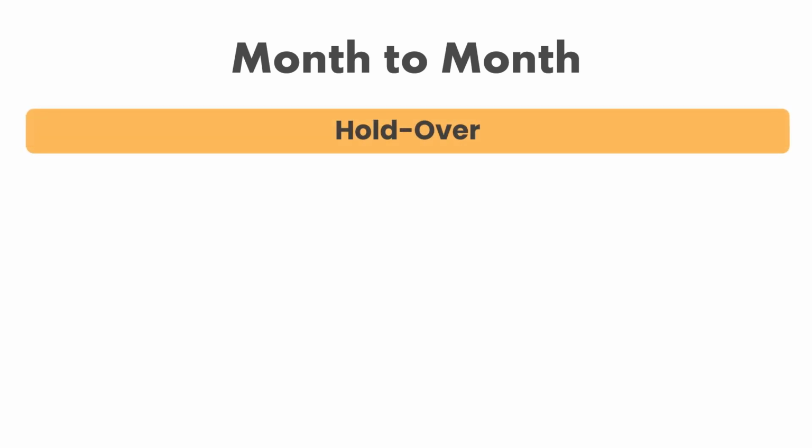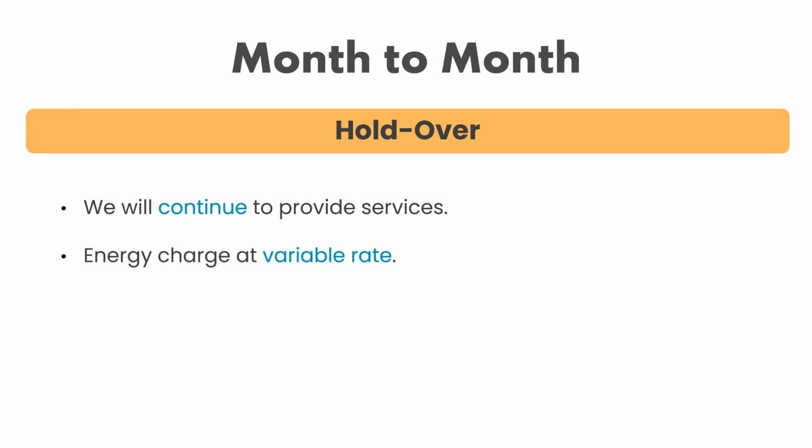If the customer does not process a renewal or cancel their contract, we will continue providing services even after the plan expiration date. When this happens, it is called a month-to-month, also known as a holdover. Similar to month-to-month leases in housing, electricity service continues even without a new contract as it is an essential service. Though we will continue to provide services, the energy charge will be at a holdover rate, also known as a variable or default rate. This rate is typically higher to encourage the customer to renew their contract.